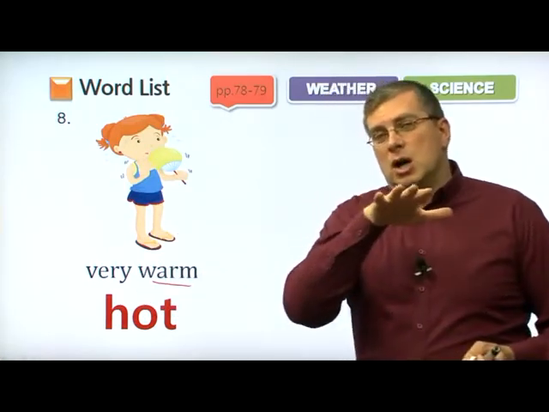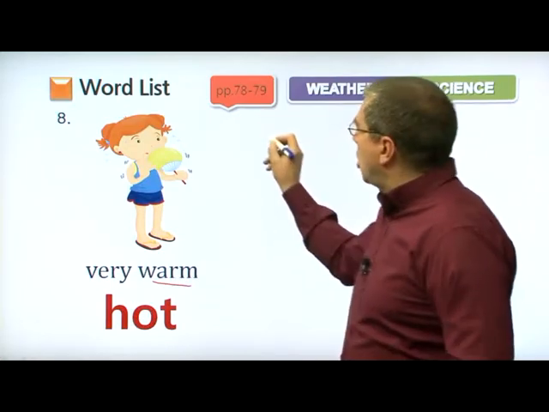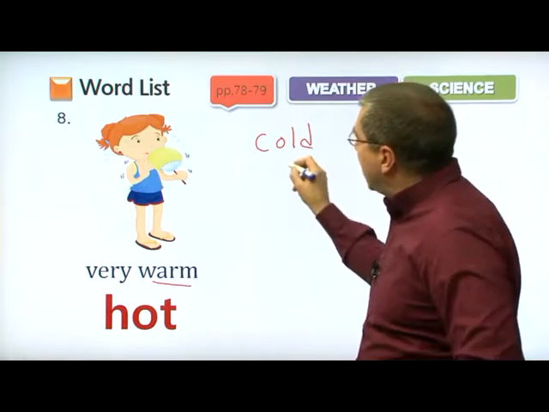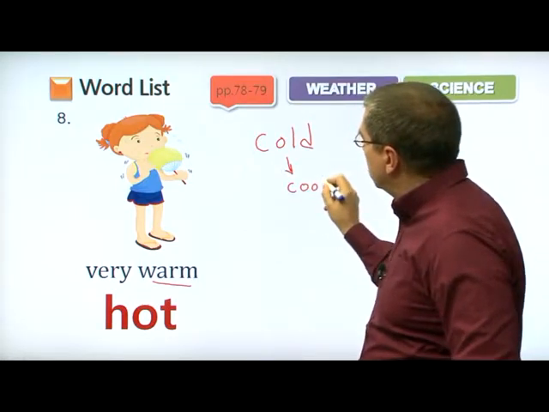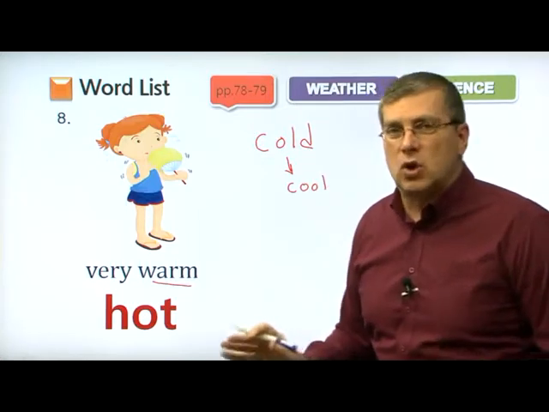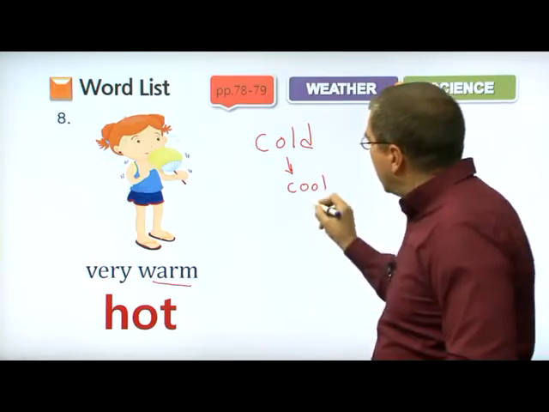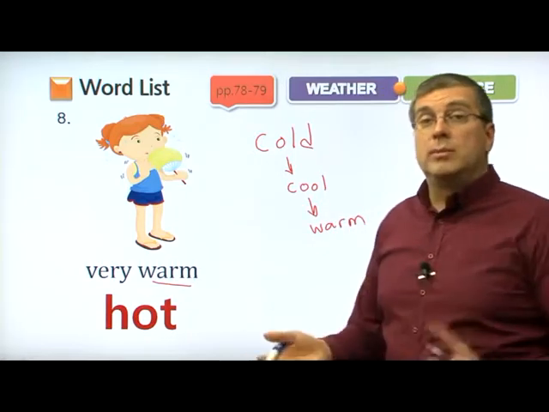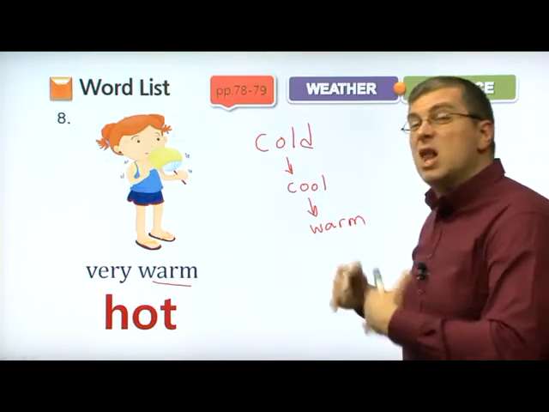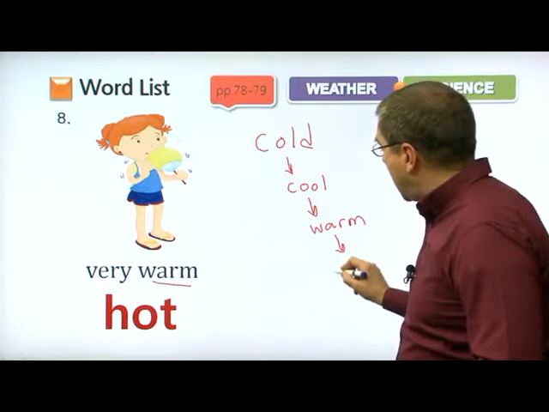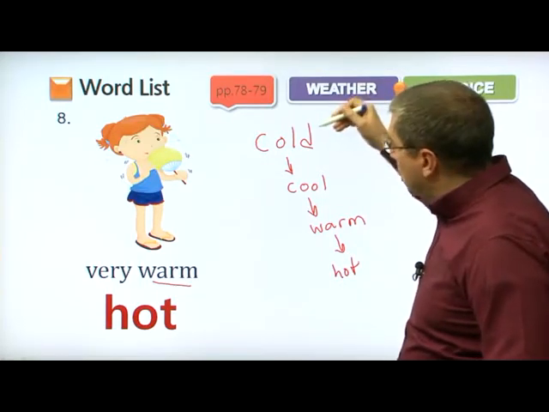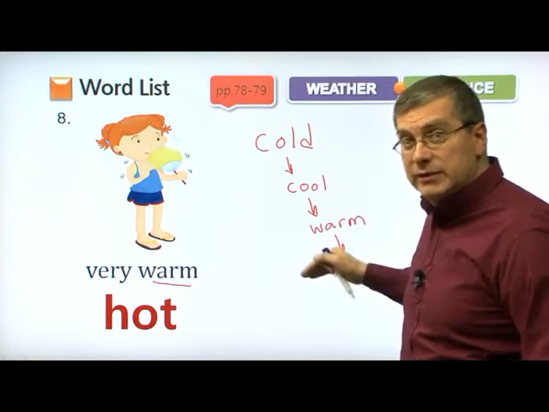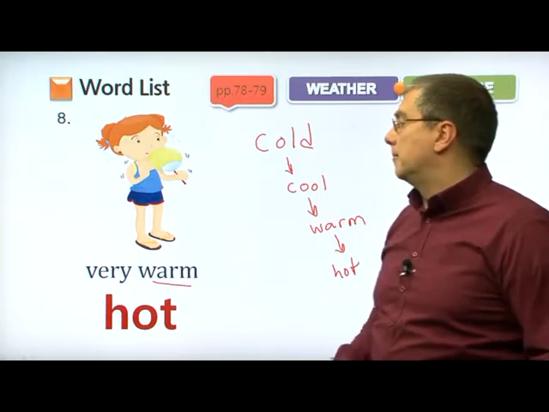So you go from cold, let's do a little chart here. Cold is really, right, freezing, lots of snow. But next is cool, right? Cool is not as strong as cold. It's a little warmer. And then after cool, we come to warm. Okay? So warm, not cool anymore. And then after warm, a little stronger, is hot. So we can have a little chart here. Cold, cool, warm, hot. And of course, they go in degrees. Okay? So hot is very warm.